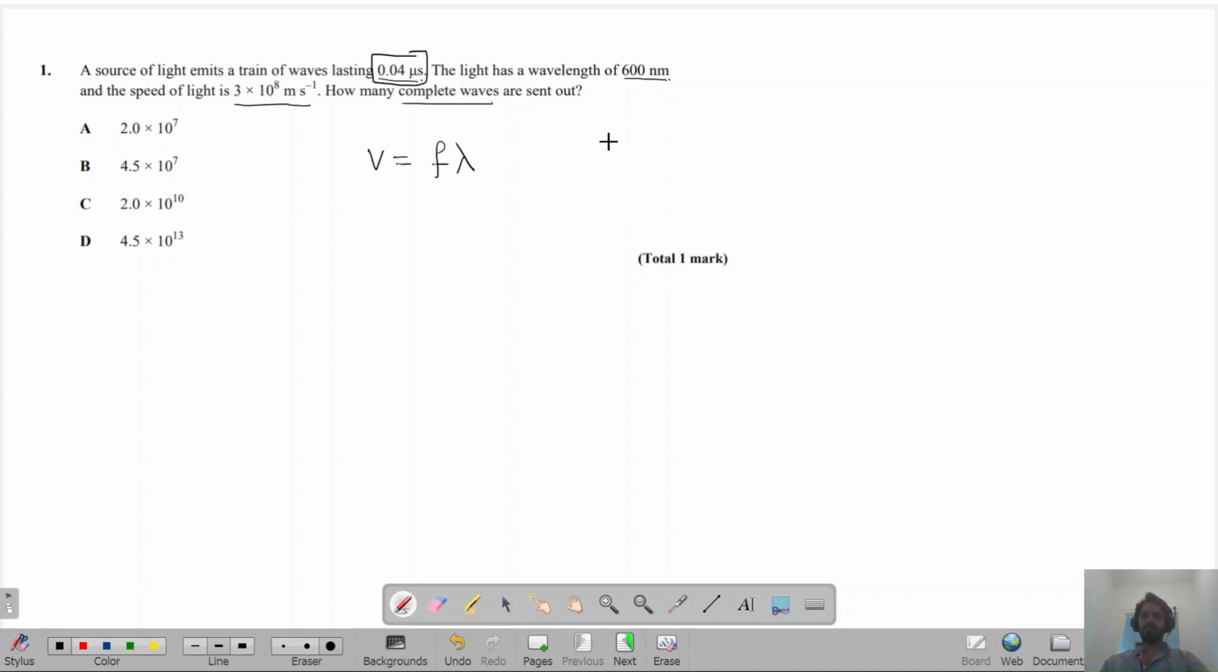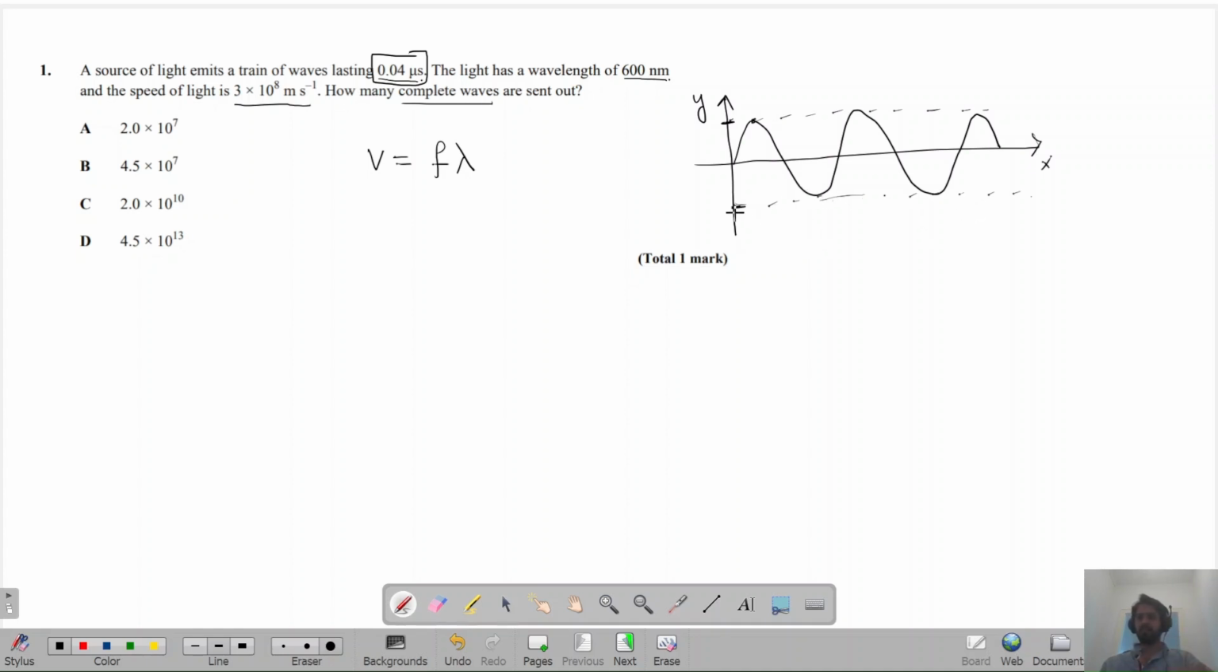But since this is the first question, I will start from the basics, and the basics that we need are some definitions. Let's draw a wave first of all. So x-axis and y-axis, we'll have some wave that looks like this. And let's just assume that my drawing is not that bad and all of these points are at the same height. And similarly, on the negative side, they are at the same level.